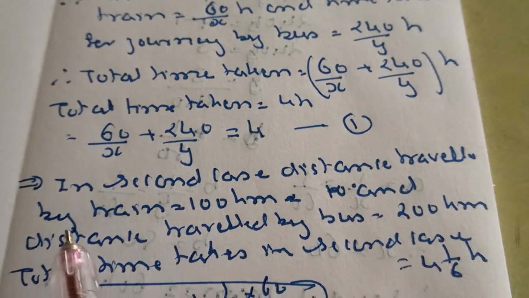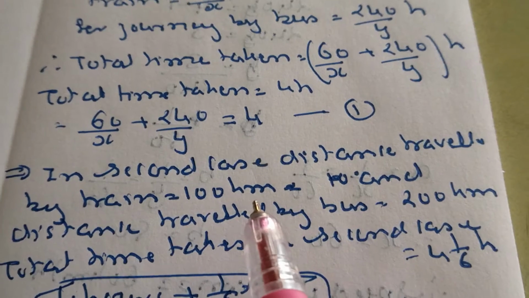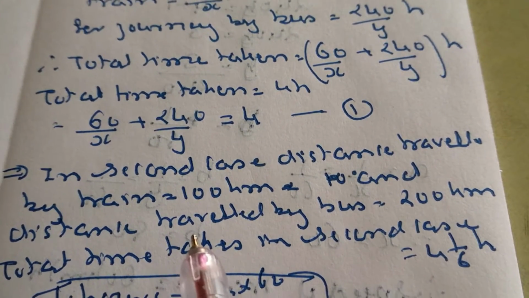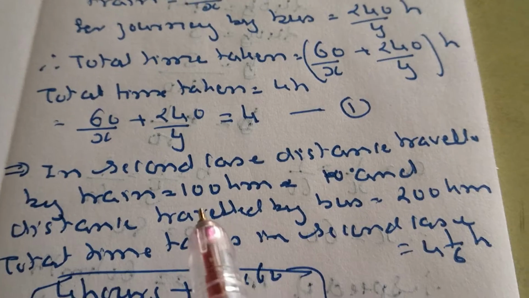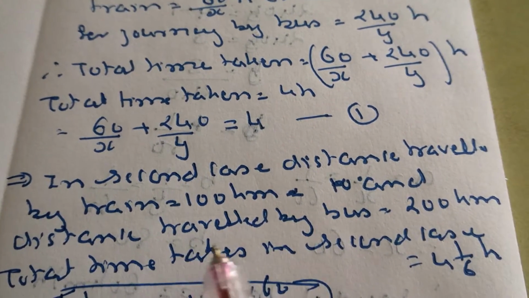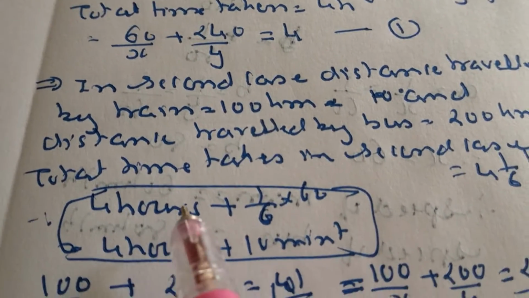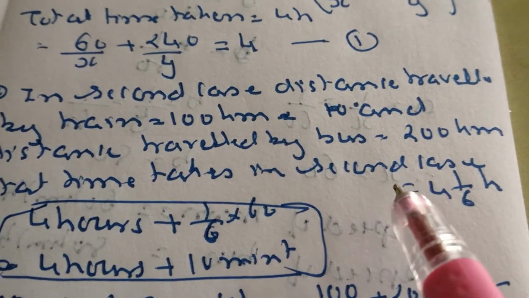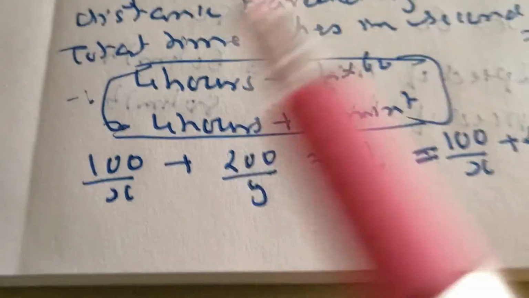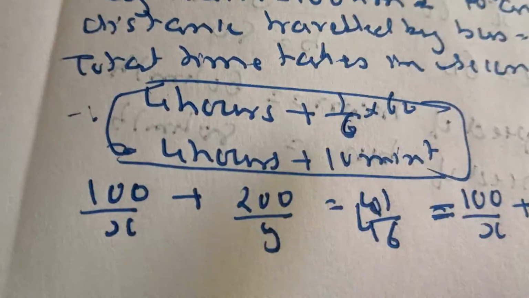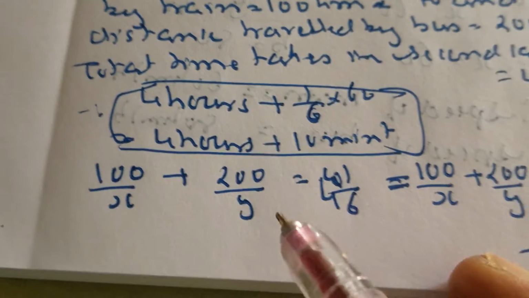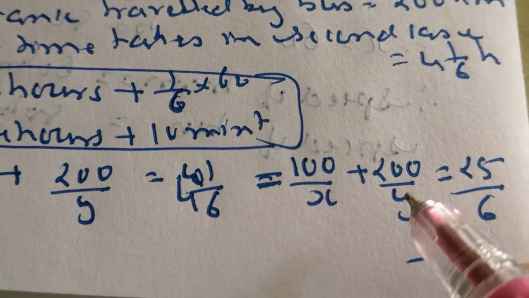In the second condition, distance travelled by train is 100 kilometers. So distance travelled by bus will be 300 minus 100, that is 200 kilometers. So time taken in the second case is 4 hours and 10 minutes, that is 4 plus 1 upon 6. So 100 upon x plus 200 upon y is equal to 25 upon 6. That is our equation number 2.